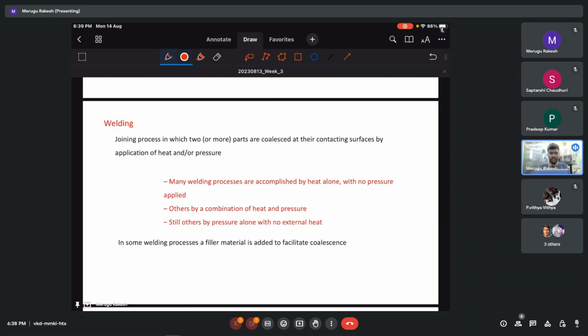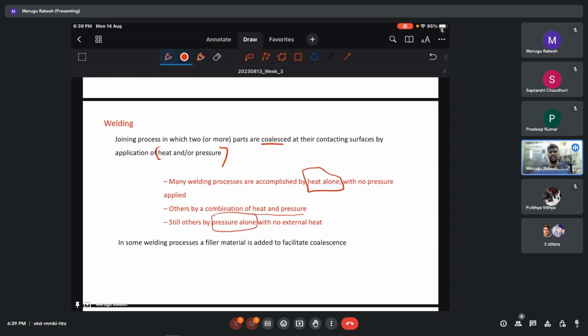Welding is a joining process in which two or more parts are coalesced at their contacting surfaces by application of heat or pressure. Coalesced means combining two into one single entity, using heat or pressure. We can apply heat, or we can apply pressure as well. Many welding processes are accomplished by heat alone with no pressure, others by a combination of heat and pressure, and still others by pressure alone with no external heat at all.